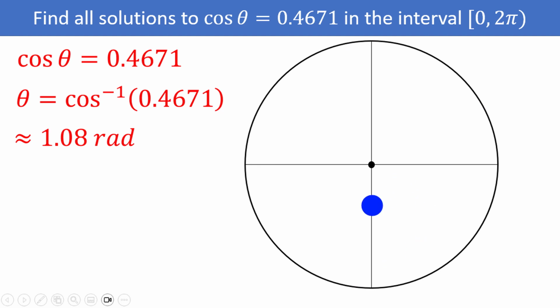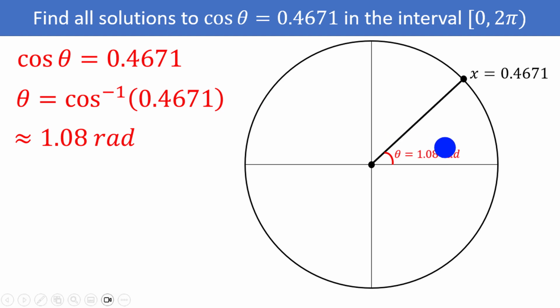So if we're thinking about a unit circle, we could think of this cosine of theta as the x-coordinate on the unit circle. So we could have some point on the unit circle at about 0.4671 in terms of x. And there would be some angle that would create that point, right? And that angle is 1.08 radians, okay? Might seem kind of weird because typically we think of radians in terms of pi, but oftentimes we can't really express it in terms of pi if we don't have a commonly known angle, okay?